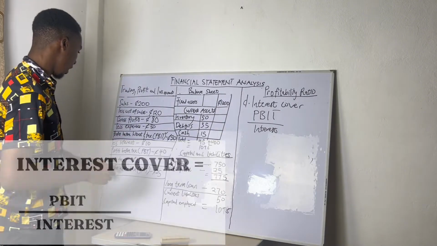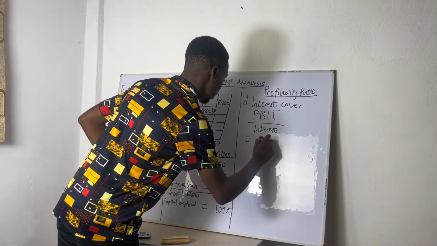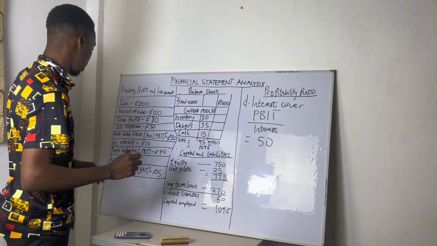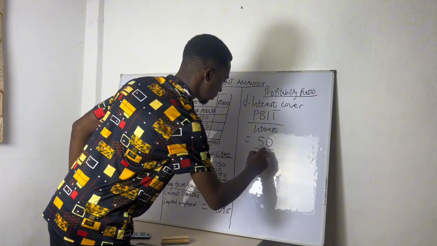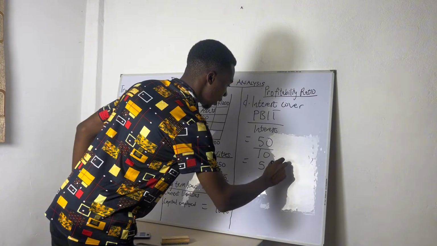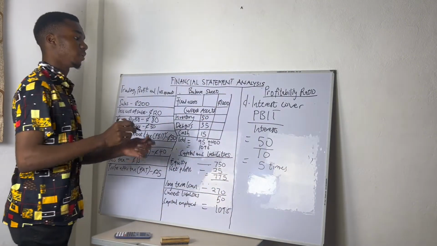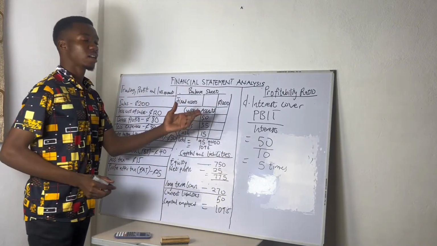And what do we have as the PBIT? We have 50. And what do we have as interest? Our interest is 10. So 50 over 10. So we have 5 times. This one is measured in times, so the unit is supposed to be times. So 5 times. It means our interest cover is 5 times.